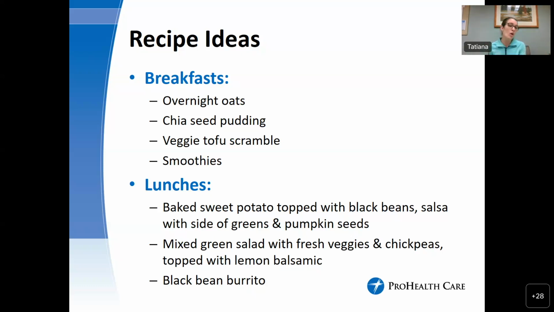Veggie tofu scramble, also something that I have included that we'll talk about. And then smoothies, right? You can just put all that stuff into a blender, your fresh fruits, a bunch of different vegetables, your plant-based almond milk, for example, blend that up, you're running out the door, and you can get a ton of those food groups met all in one meal.